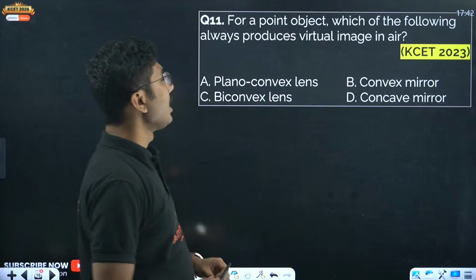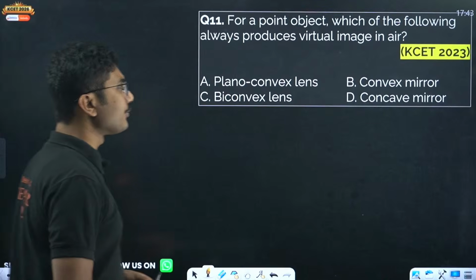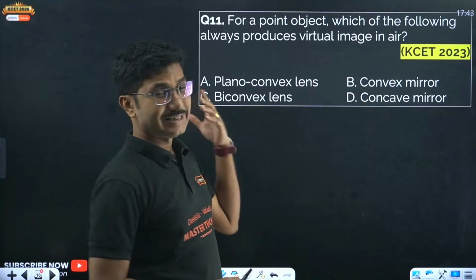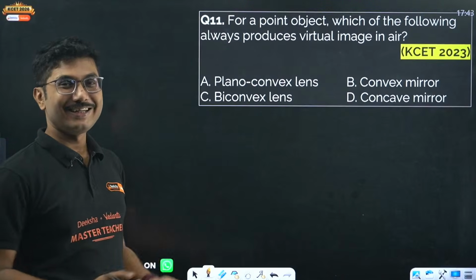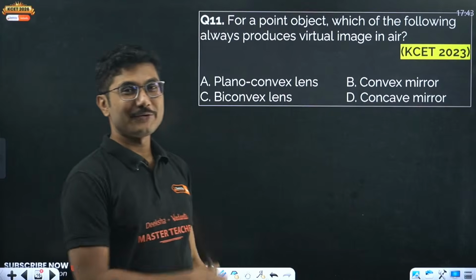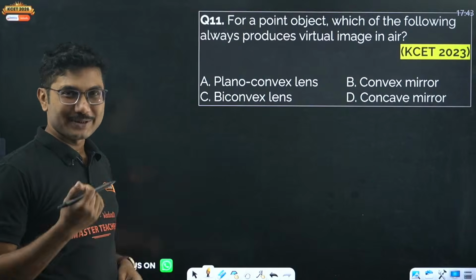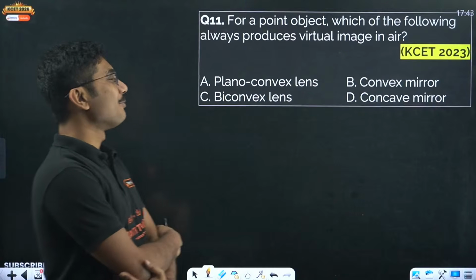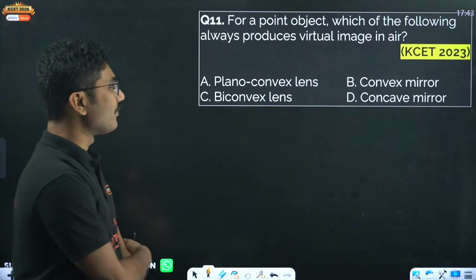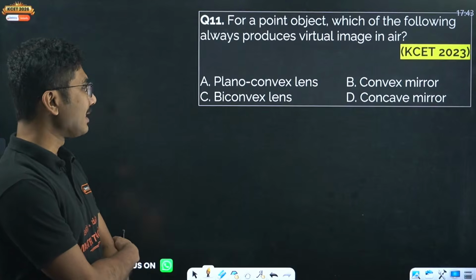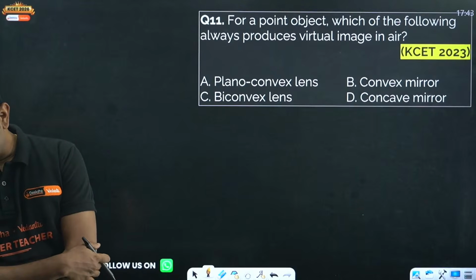Now next question: for a point object, which of the following always produces virtual image in air? This type of question also comes in KCET. This will be a very juicy question, a juicy full toss. You have to hit it outside the boundary for 1 mark, but fortunately outside the boundary means 1 mark, not 6. The options are: plano-convex lens, convex mirror, biconvex lens, concave mirror. What is the answer?